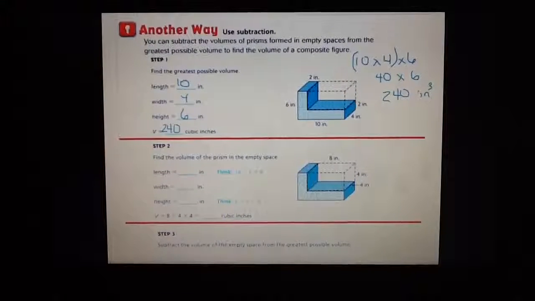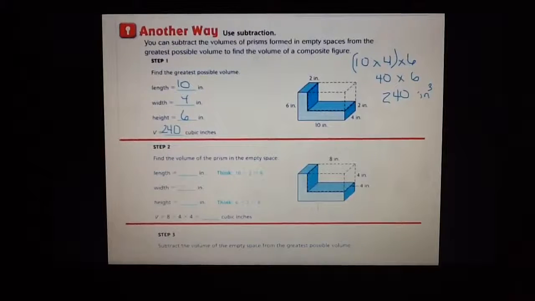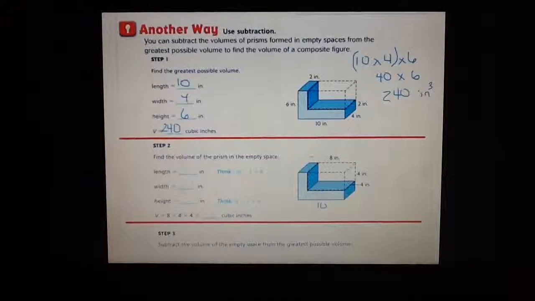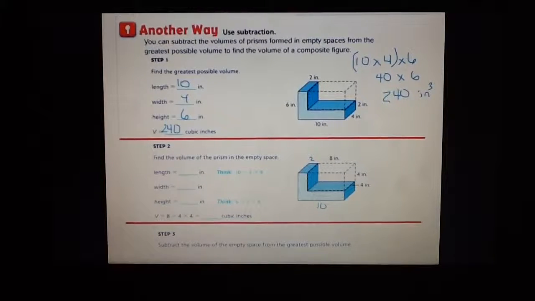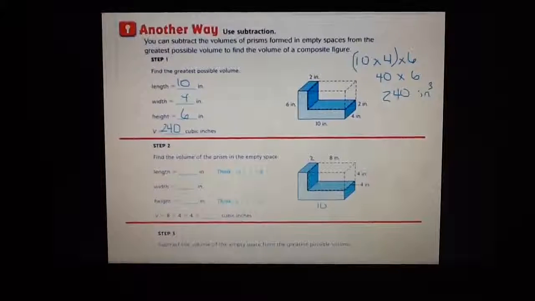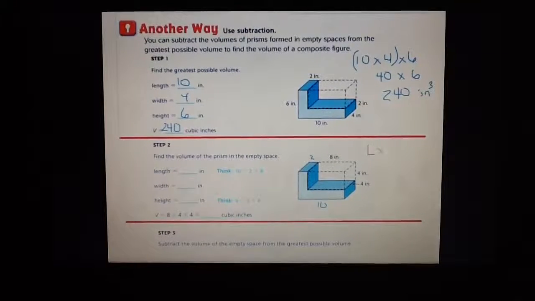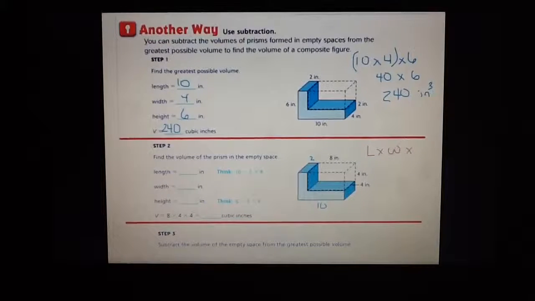Now let's see what we know. We know that the length will be 8 inches, and the reason why the length has to be 8 inches is because it was originally 10 inches down here and 2 inches up here. And you know that 2 plus 8 would be 10. So we have 8 to be our length for this invisible portion of the rectangular prism. So I'm going to go ahead and write length times width times height here, and I'm going to go ahead and write 8 to be the length.